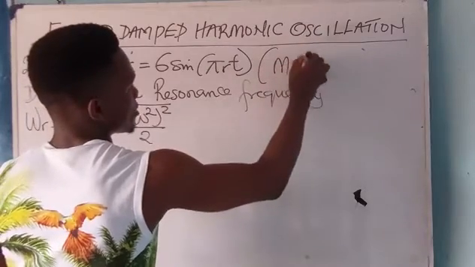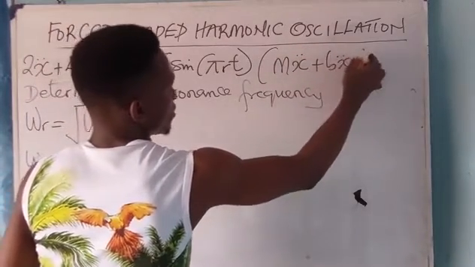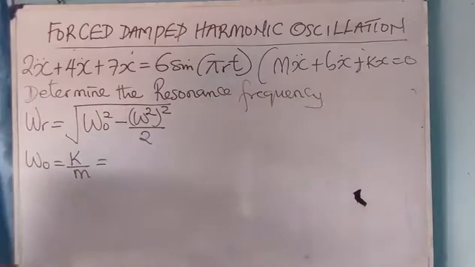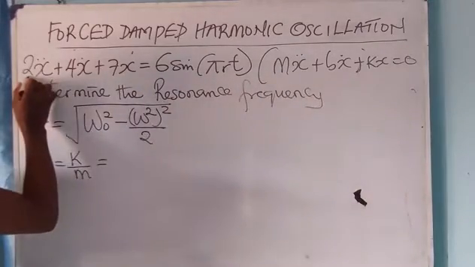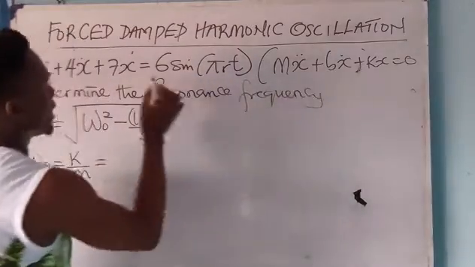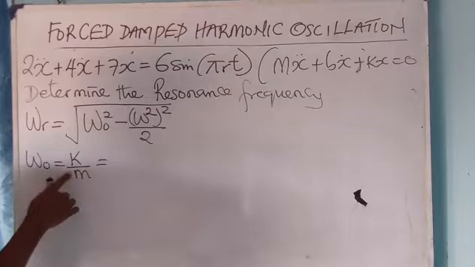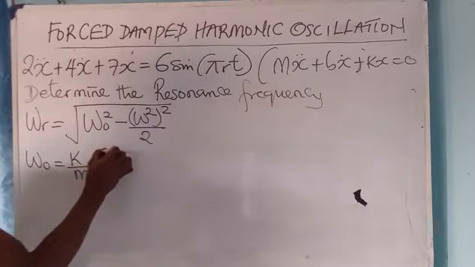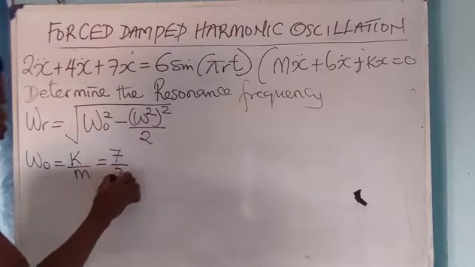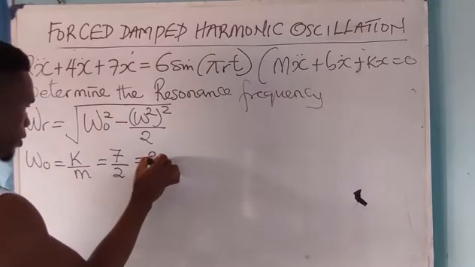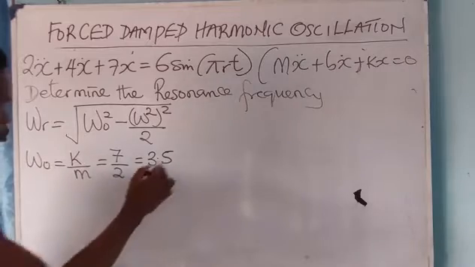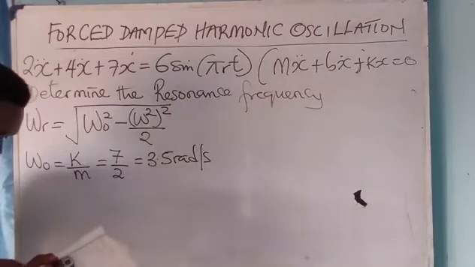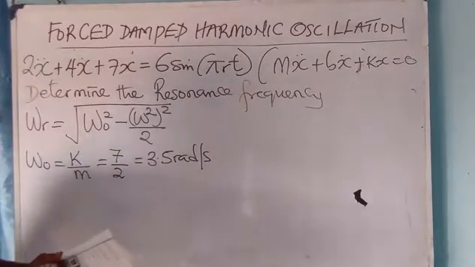I said mx double dots plus bx single dots plus kx equals 0. Which means that m here is the mass, and 4 is the b, and 7 is K. I told us that natural frequency is K over M. So we have 7 over mass, which is 2, and that will give us 3.5 rad per second. That is 7 divided by 2, 3.5. It is very, very correct.